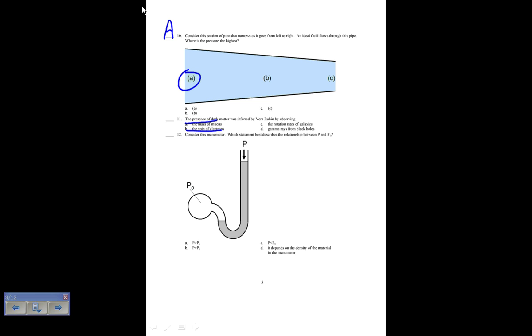The presence of dark matter was inferred by Vera Rubin by observing which of these? These are just gobbledygook. She didn't observe gamma rays. She observed the rotation rates of galaxies. Remember, she also measured the light from the galaxies and compared those two masses, the light mass and the dynamical mass.